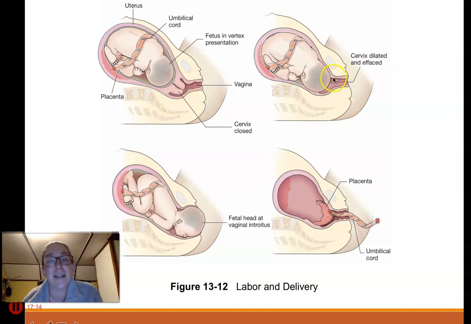But once it's done, once the woman is fully dilated, then it's time to start pushing. When the head is poking out of the vaginal introitus, that's crowning. The baby's head is crowning. And then the baby is born, comes out, and the third stage of labor here is the placenta being delivered, usually within about 30 minutes. Somewhere in that 30-minute range is normal.